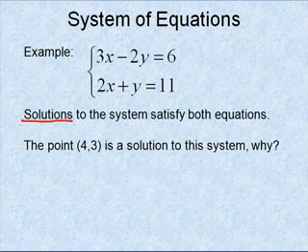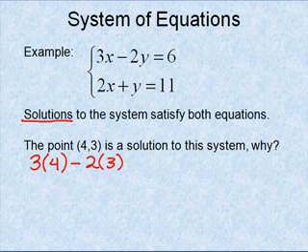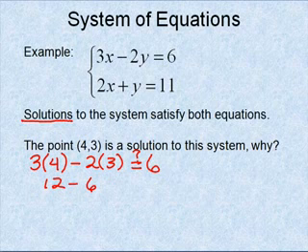So what I do is I substitute the point (4, 3) for x and y in each one of the equations, and if they check out, if both of them are satisfied, then we know that (4, 3) is a solution. So first let's look at 3 times 4 minus 2 times 3, and we want to know, does that equal 6? Well, we get 12 minus 6, and that does indeed equal 6. So our first equation is satisfied.